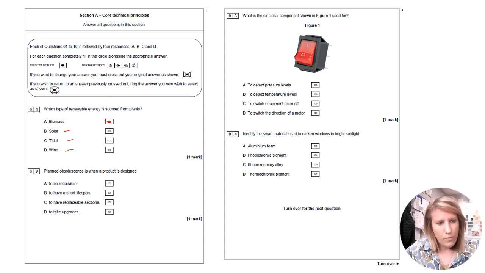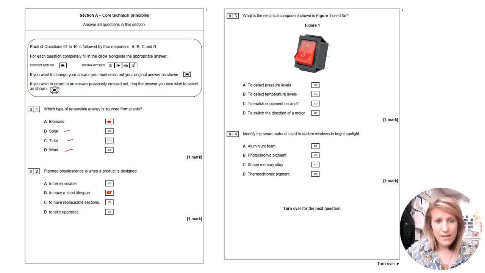Right, planned obsolescence, question 2. Is it A, to be repairable, to have a short lifespan, to have replaceable sections, to take upgrades? Well, it's to have a short lifespan. Planned obsolescence, as we've just spoken about, reduces the length of time a product is on the market, or it can be used, so it's encouraging customers to buy more. So it's having a short lifespan.